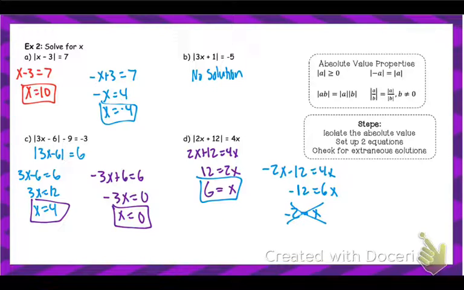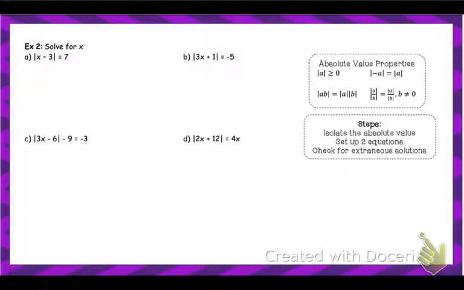Again, thinking about this graphically, absolute value of 2x plus 12, that's going to be stretched a bit, shifted a bit. Looks something like this. Y equals 4x is going to look something like this. That's only going to intersect in one point. All right, so again, you only have one solution. The other one is just extraneous.